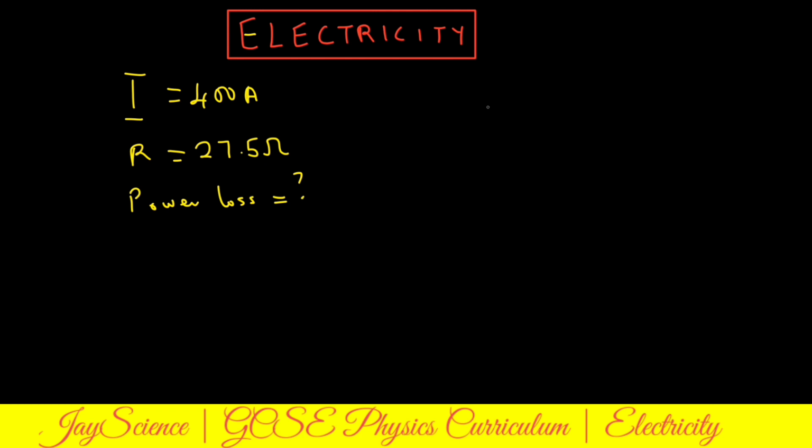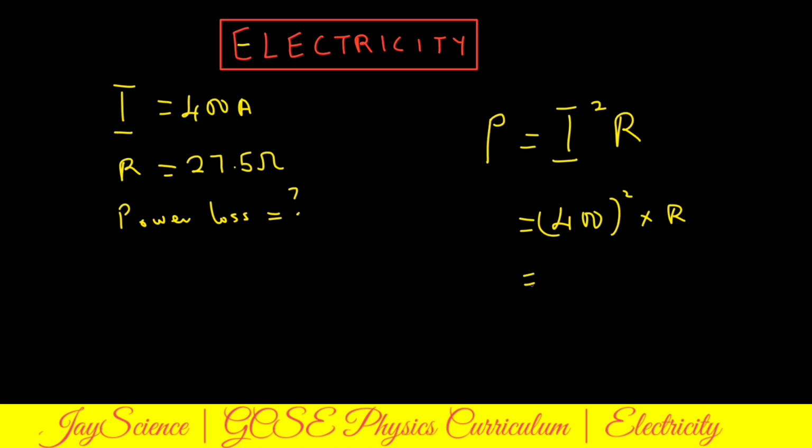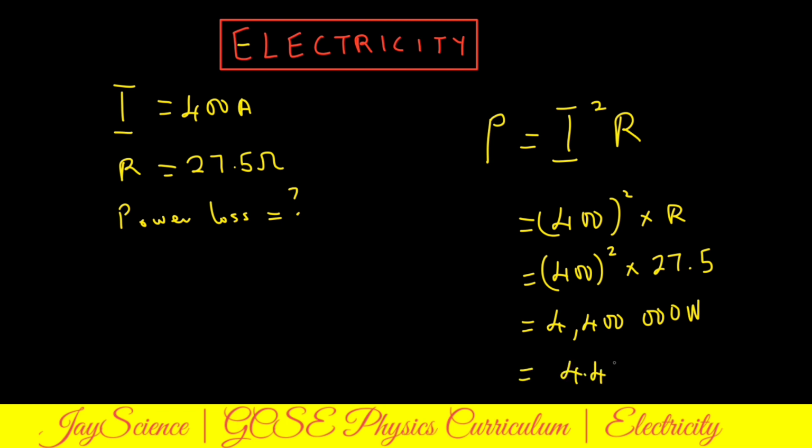With that, you now know the alternative equation, which is P equals I squared R. You have the current, and you have the resistance, so it's kind of easy now. That would be 400 squared times R. The resistance given in the question is 27.5 ohms, so that is 400 squared times 27.5. That gives us a value of about 4,400. Is that 4,400? That's 4.4 million watts, and then you can convert that to 4.4 megawatts.